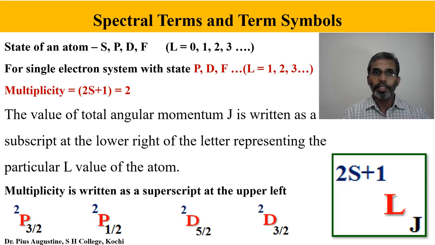So this is how spectroscopic notations are presented, and this describes spectral terms or energy states associated with an atomic system in the vector atom model, and this helps us to explain various spectral lines, including additional spectral lines.